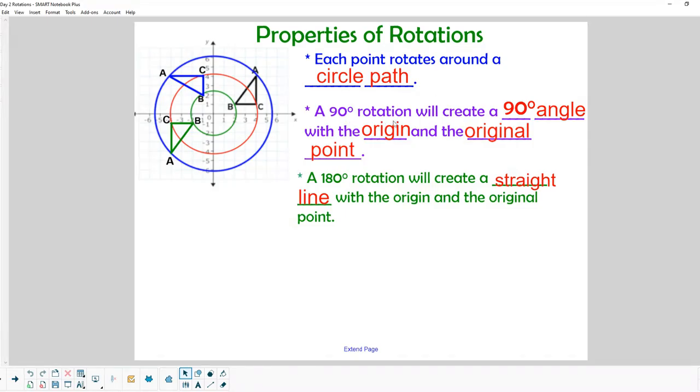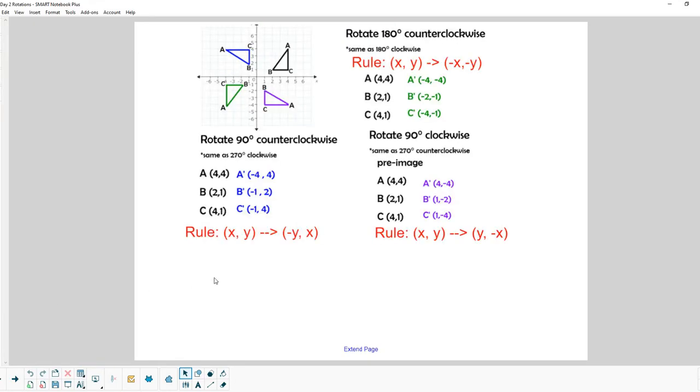A 90-degree rotation will create a 90-degree angle with the origin and the original point. A 180-degree rotation will create a straight line with the origin and the original point. So once you have those words in place, now we're ready to see what we're talking about.